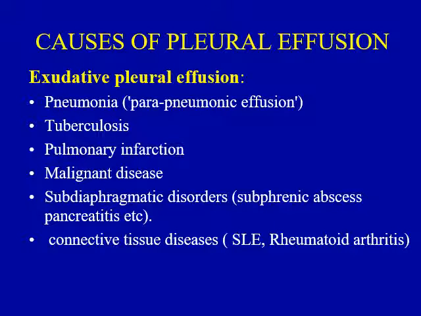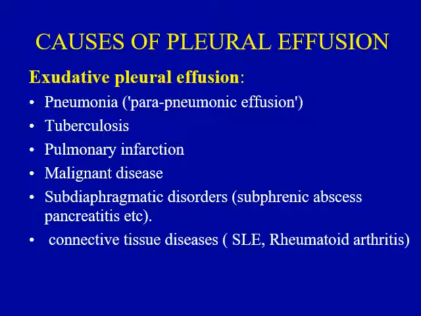Why do we divide the fluid into exudate or transudate? Because each has its causes. We come to the causes of the exudative pleural effusion. Either infection, with the commonest being pneumonia, called parapneumonic effusion, or tuberculous effusion, or it may occur after pulmonary infarction or malignant disease. So any malignancy which is invading and infiltrating the pleura, like bronchogenic carcinoma, carcinoma of the larynx, stomach, and pancreas, can also cause malignant pleural effusion.